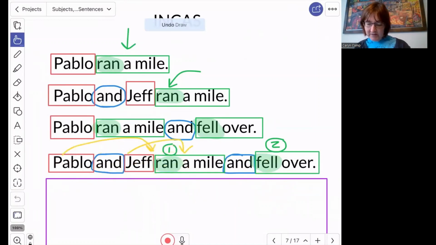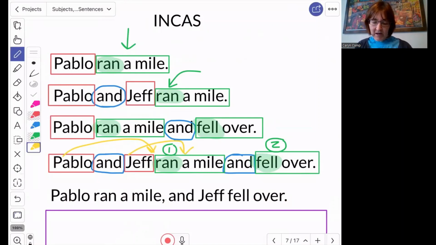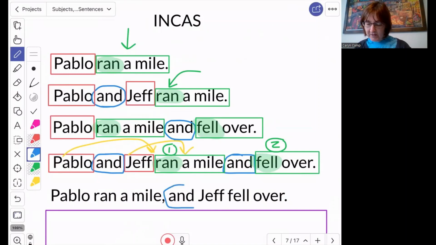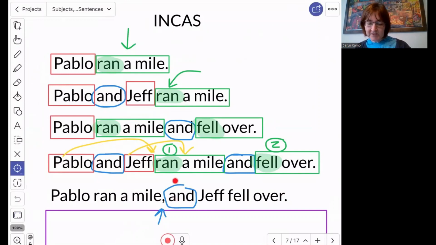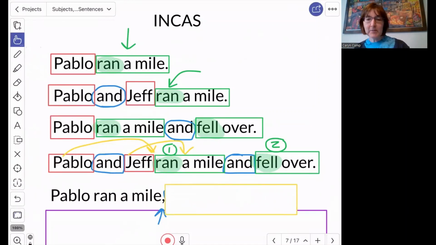So now let's go down here and see our last example. Pablo ran a mile, comma, and Jeff fell over. So let's look at where our and is. Here it is, and notice there's a comma in front of it. That's a clue. And now let's figure out what's happening. First of all, can we split our sentence right here? What would the first part say? It would say Pablo ran a mile. Yeah, that is a subject and a verb. Pablo did what? Ran a mile. That's a simple sentence. In fact, we have it right up here.